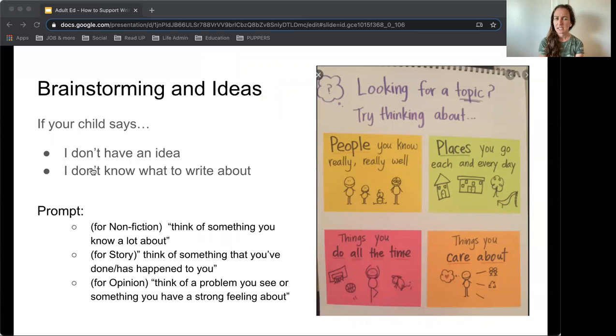Brainstorming and ideas. What do you say to your child when they say, I don't have an idea, or I don't know what to write about? You can prompt them in several different ways. For a nonfiction teaching book, you can say, think of something you know a lot about. For a narrative story, you might say, think of something you have done or something that has happened to you. And for an opinion piece, you could say, think of a problem you see or something you have a strong feeling about.